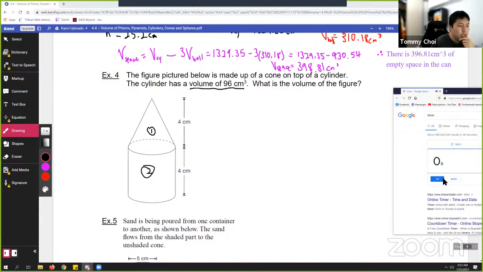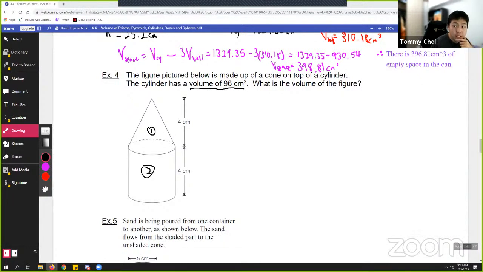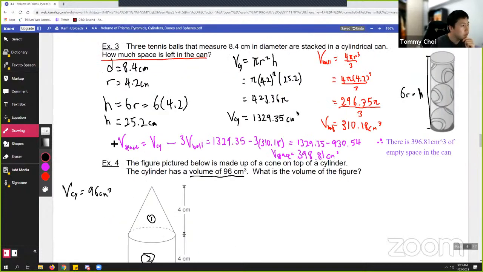And with that, time is up. All right. If you didn't finish, that's okay. For those that did finish, well done. Maybe you caught the quick shortcut that you were supposed to do. So let's do the shortcut way here. And the shortcut way was very simple. The volume of the cylinder is equal to 96 centimeters cubed. If you remember, at the very first page, I said this.